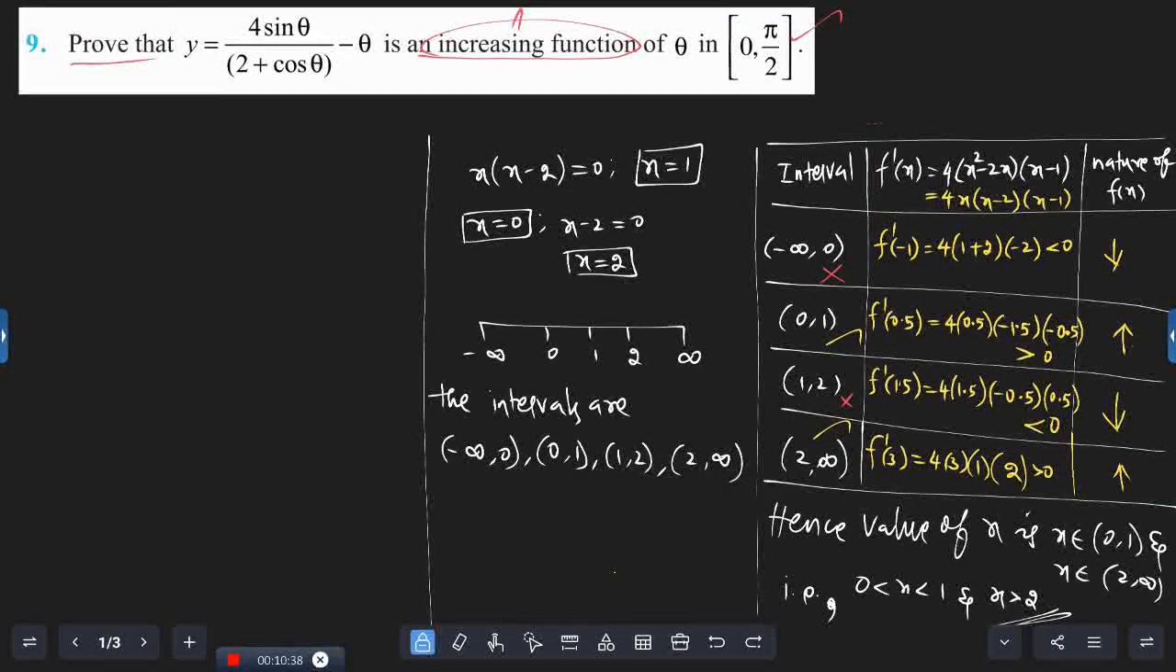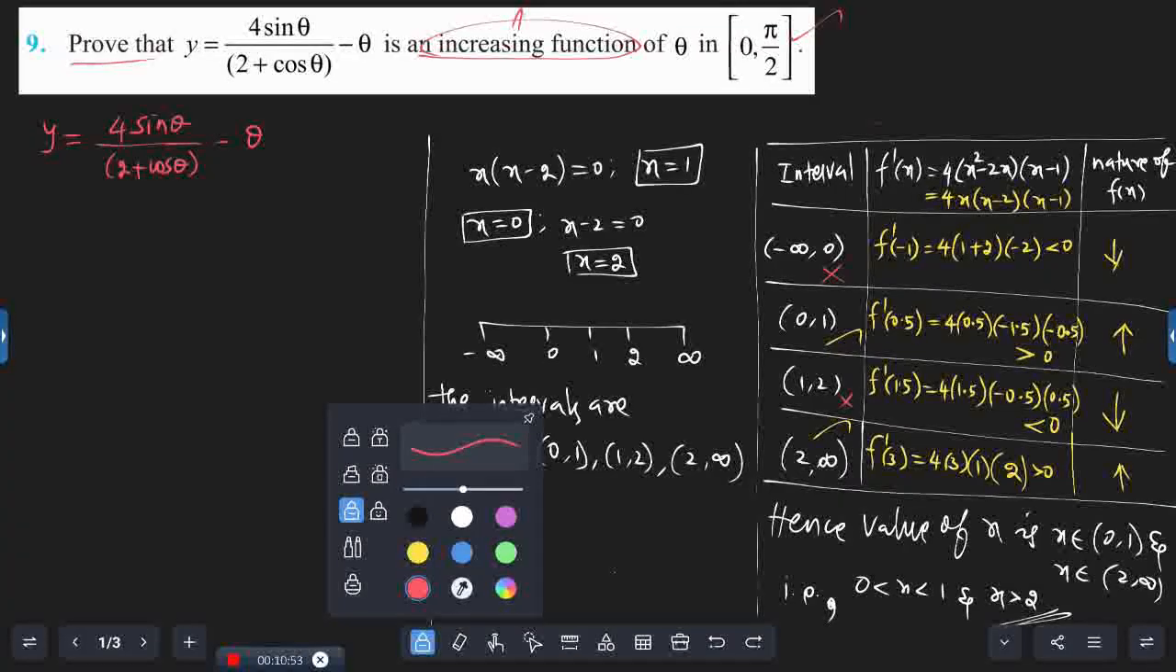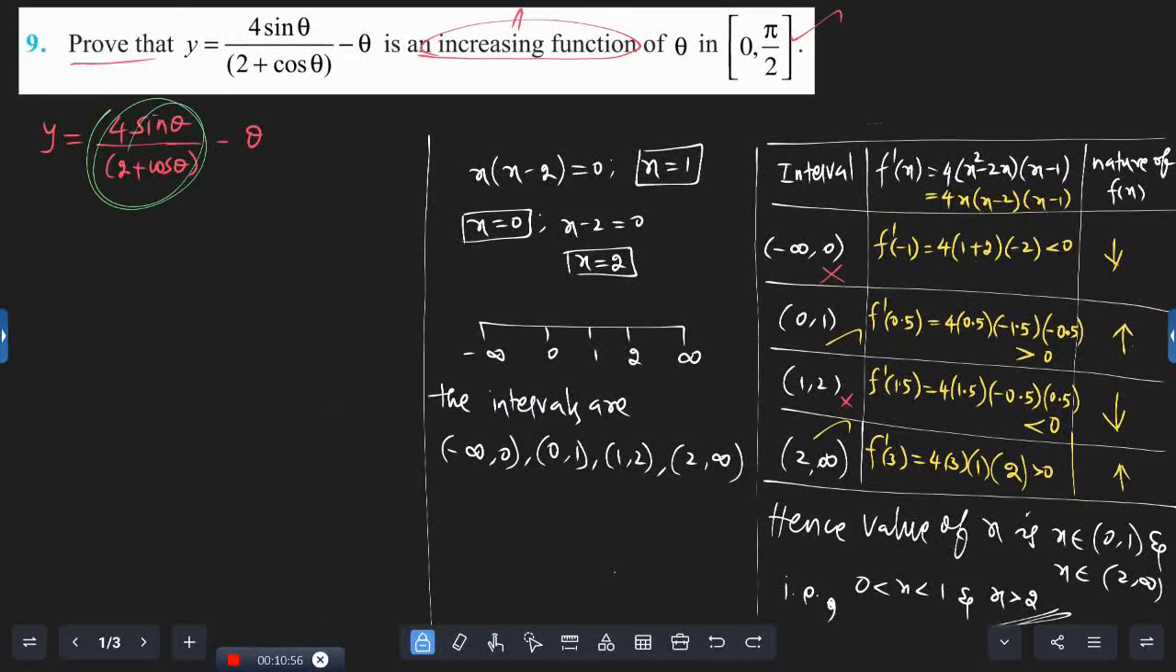First we will differentiate this. y is equal to 4 sin theta whole divided by 2 plus cos theta minus theta. We can differentiate this. One more thing you can notice, there is a u by v format. So u divided by v, quotient rule you must know: u dash v minus u v dash, divided by v square. I'm going to use this here. Differentiate with respect to theta. Theta is the variable here.